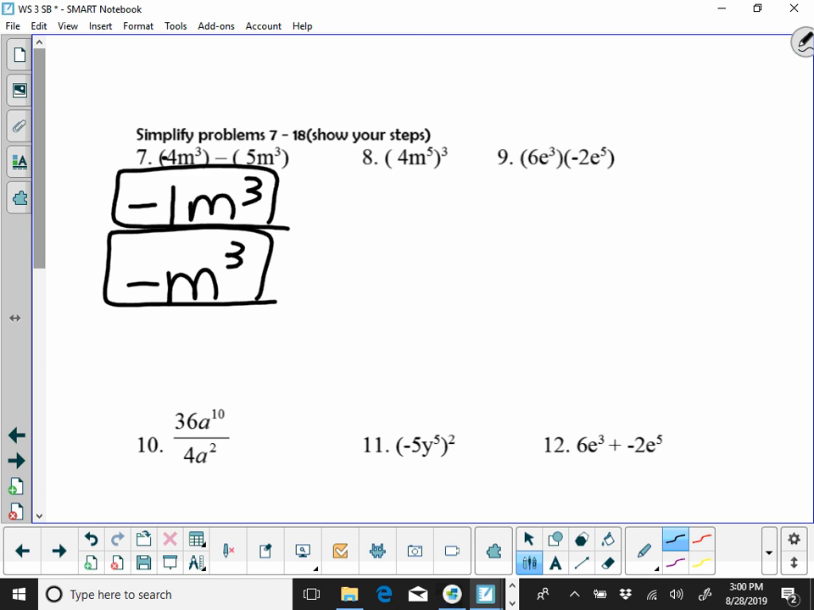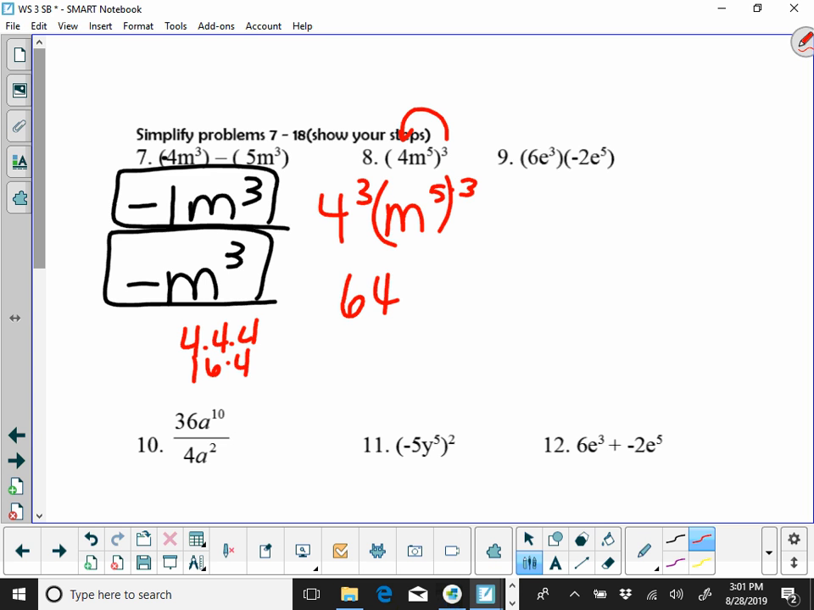Okay, number 8 is a power to a power problem, meaning we're going to distribute this power. So 4 to the third and m to the fifth to the third. So here 4 to the third means 4 times 4 times 4, or 16 times 4, which is 64. And you multiply for power to a power, so that would be m to the 15th.